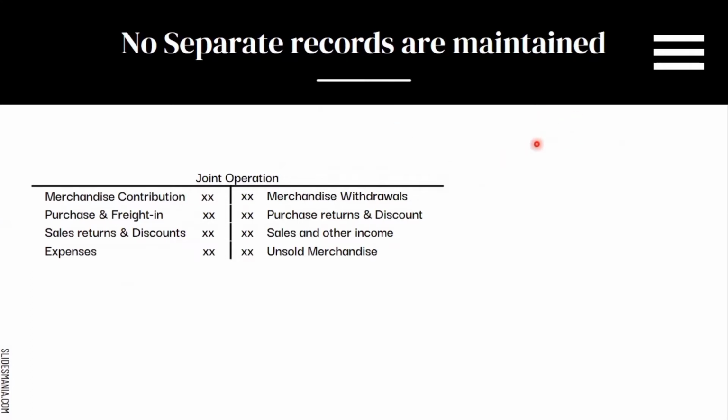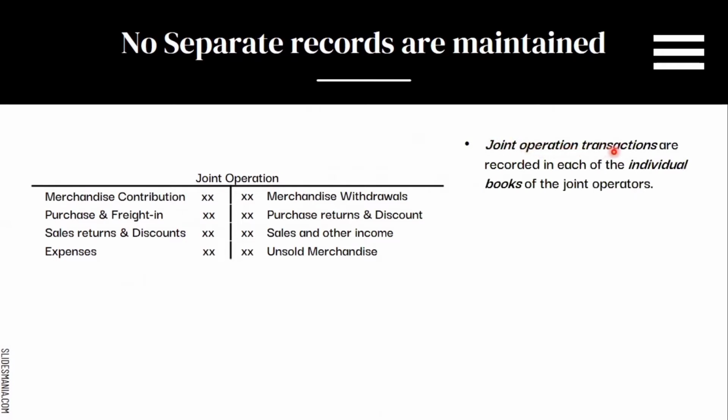Dahil wala itong libro na pagre-recordan ng sarili niyang transactions, ang mangyayari dyan, the joint operation transactions are recorded in each of the individual books of the joint operators. So, bawat transaction na mangyayari, ire-record po yan ng bawat parties sa kanilang individual books using the joint operation account. Ito po, ang nature niyan is income summary account. I want you guys to remember this, itong T account, kasi gagamitin natin yan mamaya. Okay, tandaan nyo yung mga relationship ng bawat account sa isa't isa, okay?